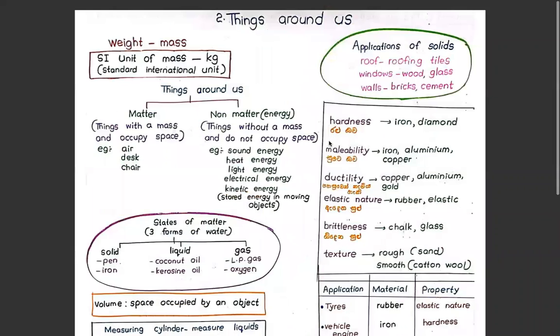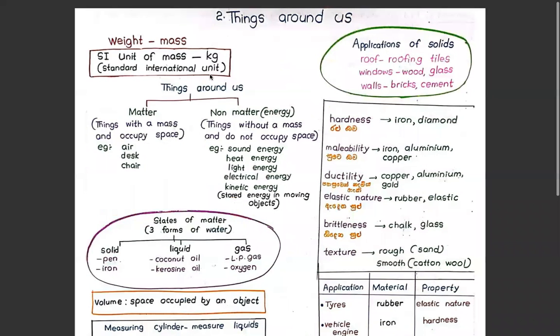Okay, let's have a look at the things around us. What is weight? Weight means mass. Mass කියලා කියන්නේ බර, ස්කන්ධය, weight. So what is the SI unit of mass? It's the kilogram. Simple K and simple G, right? So SI unit means the standard international unit.